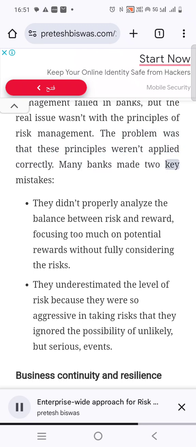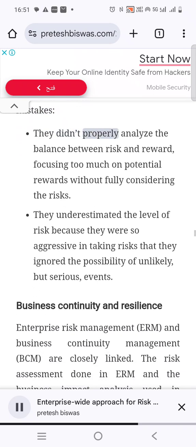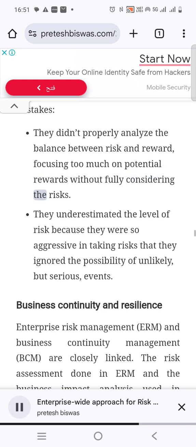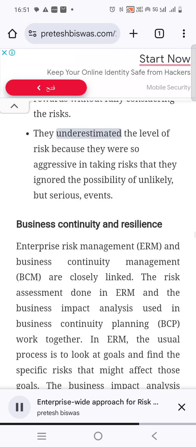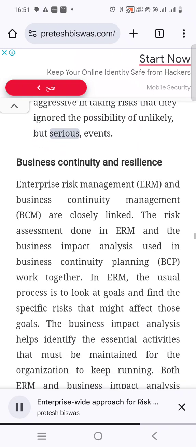Many banks made two key mistakes. They didn't properly analyze the balance between risk and reward, focusing too much on potential rewards without fully considering the risks. They underestimated the level of risk because they were so aggressive in taking risks that they ignored the possibility of unlikely, but serious, events.